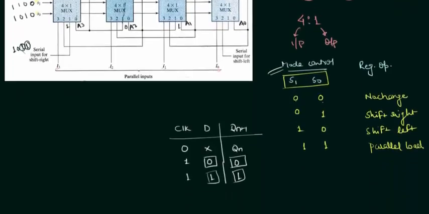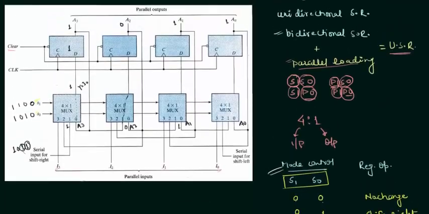The next case is when S1 is 1 and S0 is 0, and we have shift left mode. Let's see how. When S1 is 1, S0 is 0, this I2 is connected, and you can see the serial input for the shift left operation is there. We are feeding the data that we want to shift from right to left to the I2 of this multiplexer. Let's say we are storing 1 1 0 0. So this 1 is fed here at I2. It is connected to the output of this mux, and it is stored here.